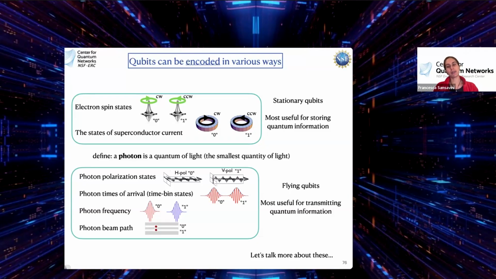The photons are typically referred to as flying qubits because they are typically used to transmit quantum information. So we send them through optical fibers. We already have the infrastructure, so it makes sense to use photons for everything that is long distance transmission. And for photons, we can use polarization encoding, we can use photon frequency, we can use time bins, which is the time of arrival of the photon, we can use photon beam path.